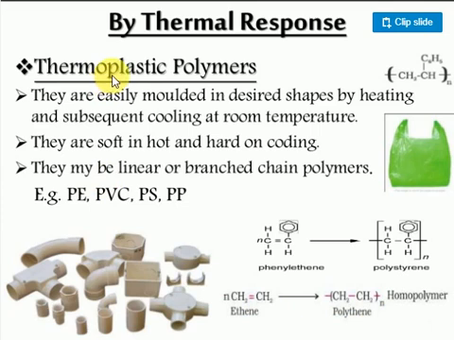Examples of thermoplastics, which may be linear or branched polymers: polyethylene, polyvinyl chloride (PVC pipes), and polystyrene. This is called styrene: CH2 double bond CH, with a hydrogen replaced by benzene. Polythene has 4 hydrogens; here there are 3 hydrogens, as one hydrogen atom is replaced with a phenyl group. This is called polystyrene. Clear?